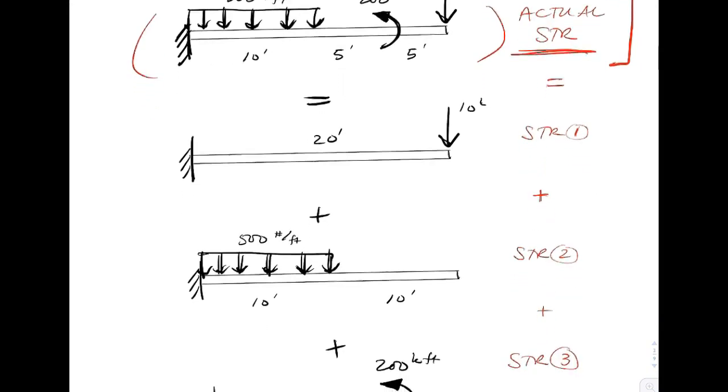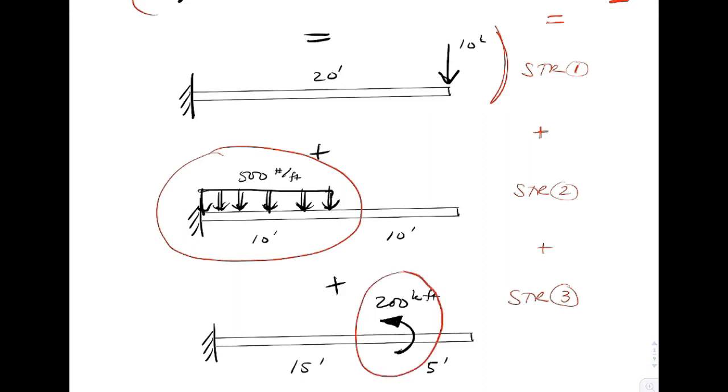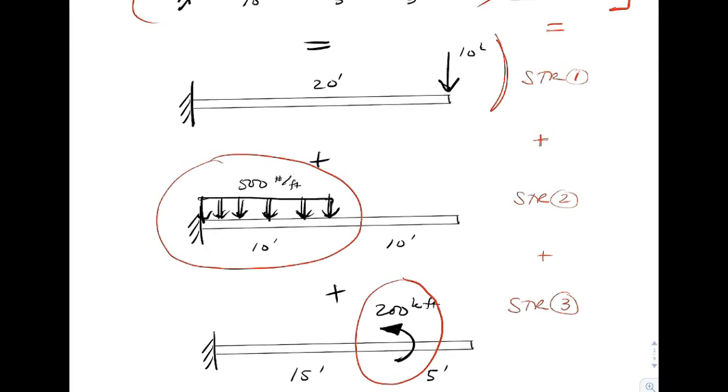One's going to have the point load at the end. There's the 10 kip point load. One's going to have a distributed load that only goes over 10 feet. And the other one would have the applied moment, and it is located at 15 feet along the beam. So we could go ahead and solve structure 1, 2, and 3 using statics.